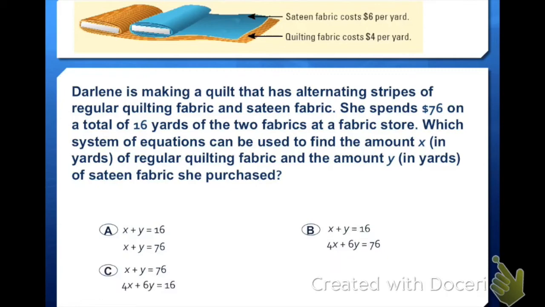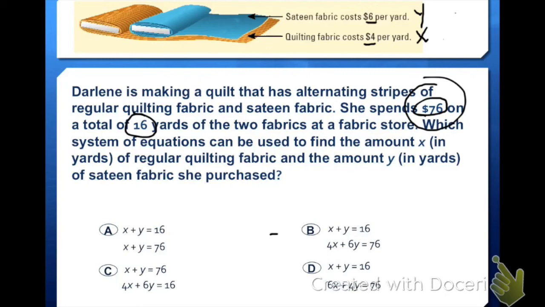So if we look at these 4 options that we have, we know that we need to write a system of equations, so we need the 2 variables, X and Y. And we know that we typically have a cost equation and an amount or quantity equation. So with my cost equation, I'm going to be factoring in the price per yard that we are given. And so for the satin, which they told us that we would call Y, and the regular X, 4x plus 6y equals 76 would be my cost equation.